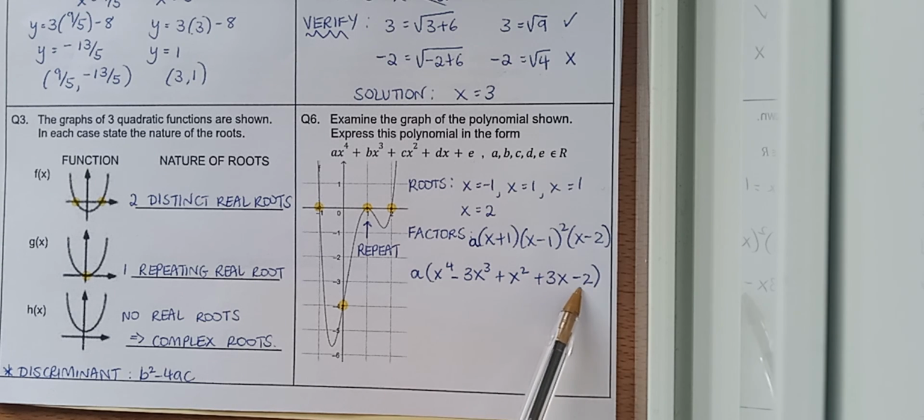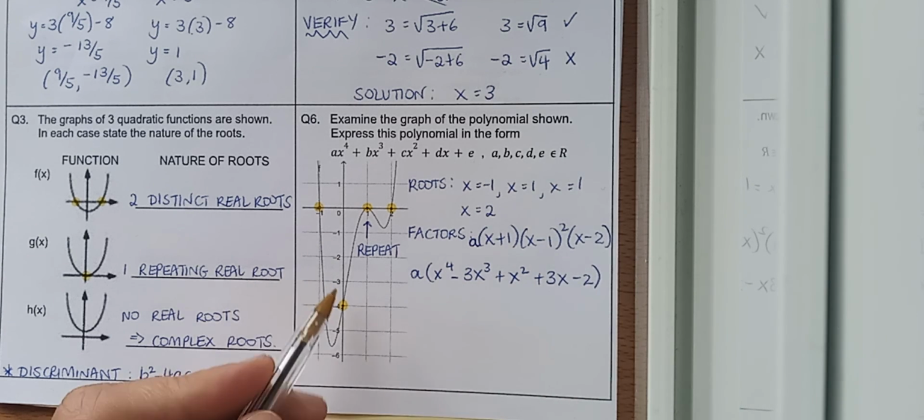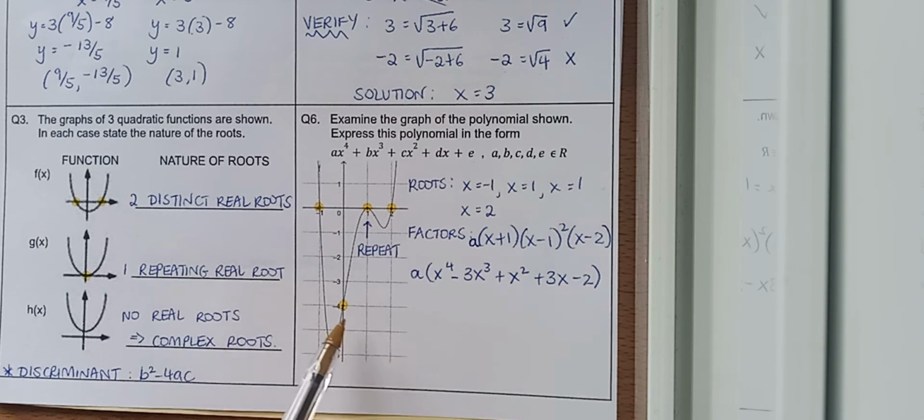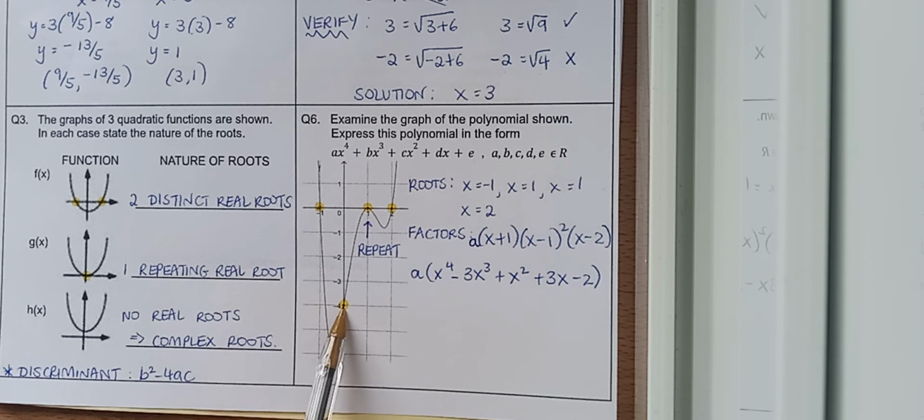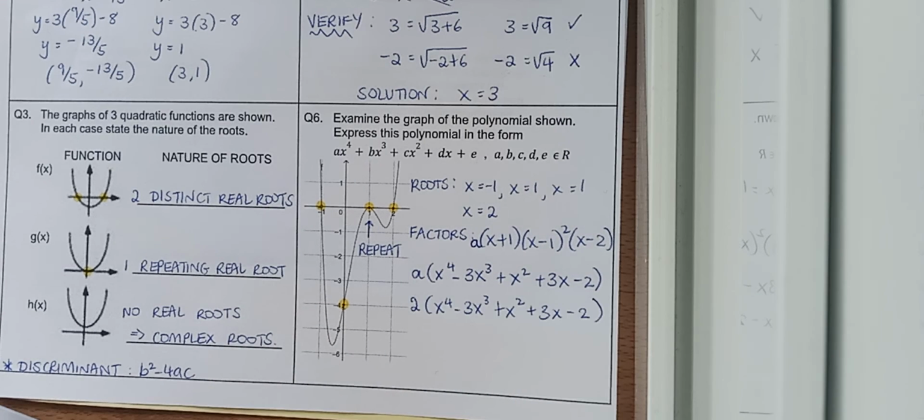Now, if I compare that to my y-intercept, which is minus 4, clearly they don't match, and they should. So that's my way then of figuring out my value for a. What would a have to be in order to give me the correct value here? Okay, so what would I multiply by minus 2 to get minus 4? Clearly that's 2. And then I'll simply just multiply across by 2. And there's my full polynomial.